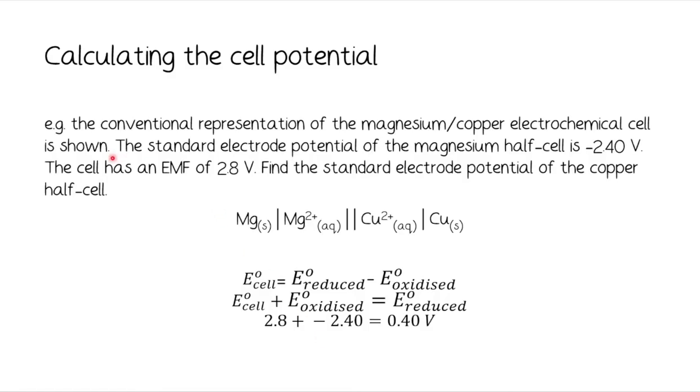So E cell is EMF 2.8 volts, plus the EMF of the oxidized side, which is minus 2.40 volts. So that's 2.8 plus minus 2.4, and that gives you 0.4 volts. Remember, the signs are very important in this.